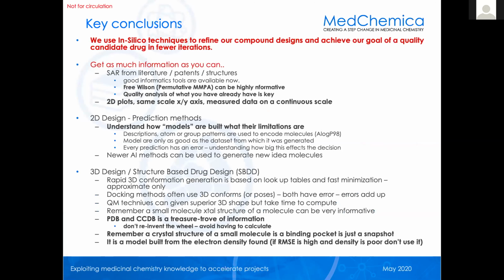Oops, went too far. So, in silico drug design: do fewer iterations and get as much information as you can. Free-Wilson analysis is one of the best things you can do going along. Make sure you plot things on a continuous scale. Understand how models are built and their limitations. Get the best data you can to build the best data models you can, and make simpler compounds.